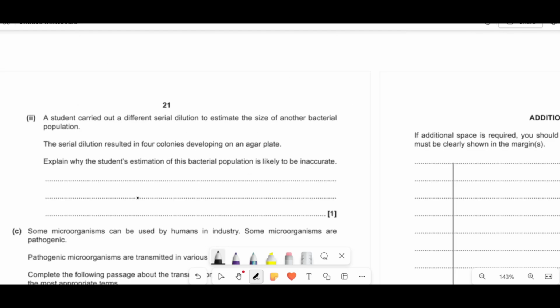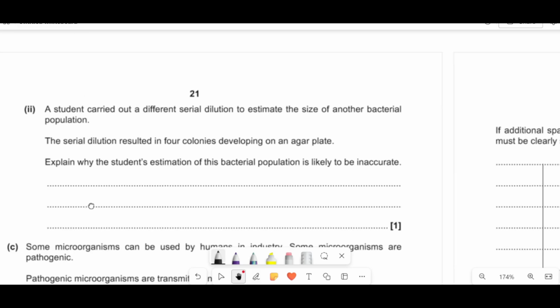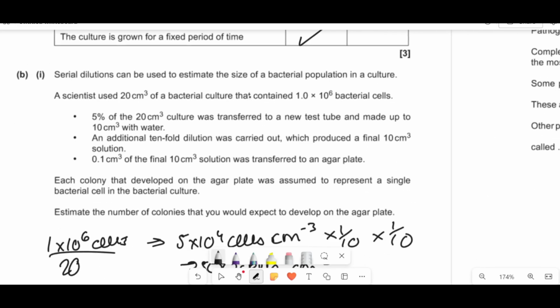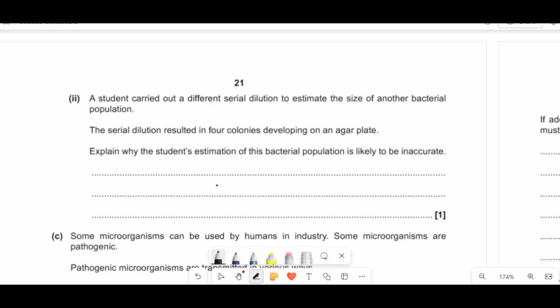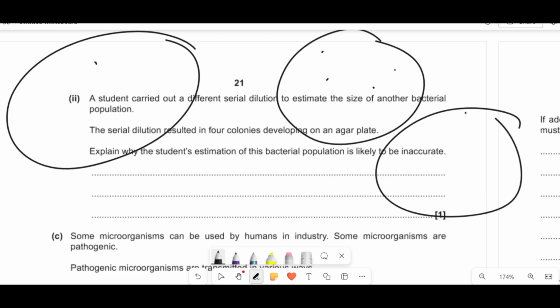So a student carried out different serial dilution to estimate the size of another bacterial population, and they resulted in 4 colonies developing on an agar plate. Explain why this estimation is likely to be inaccurate, right? Here, each colony developed is estimated to represent a single bacterial cell in the culture, right? So if we have a big plate, we've got 1, 2, 3, 4. That's pretty rubbish numbers, because if I do another repeat, maybe I got 1. Maybe I got 1, 2, 3, 4, 5, 6, 7, 8, 9, 10. Which one's the right one?